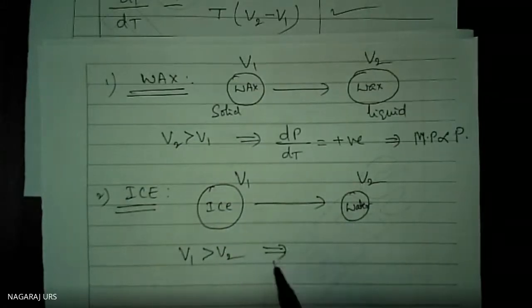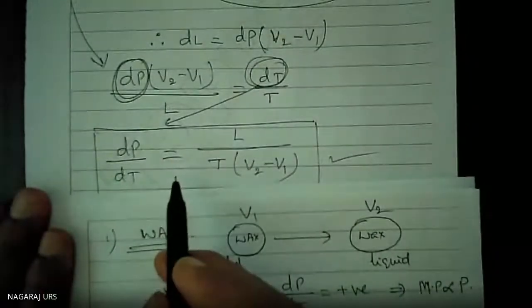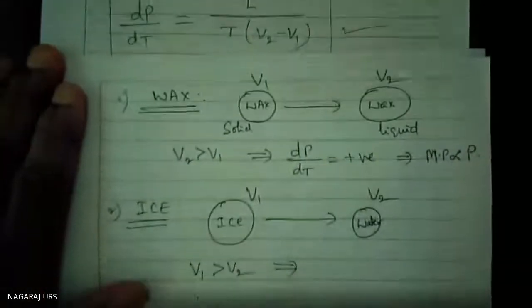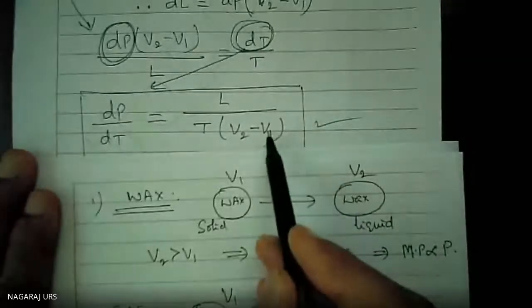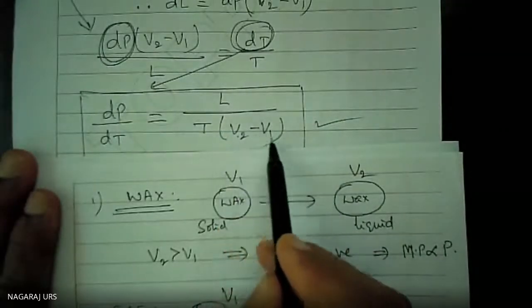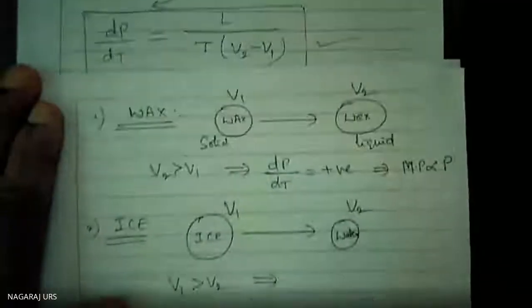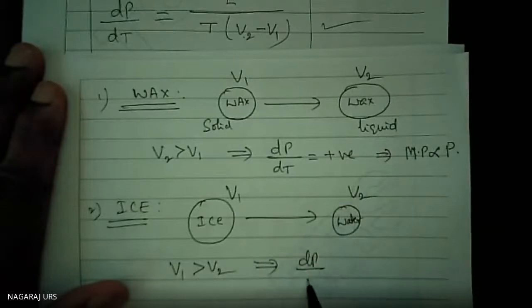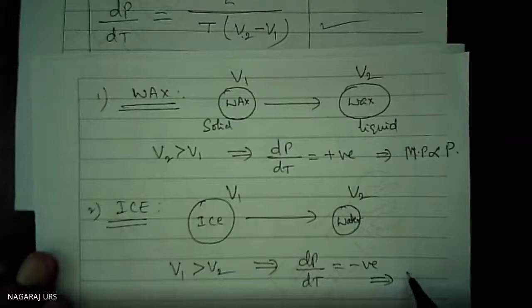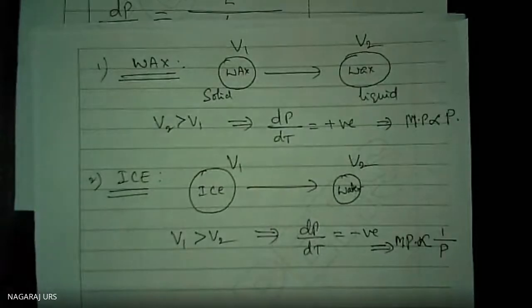Applying this to the formula, here V1 is greater than V2. Therefore this is negative, and if this is negative, dP by dt is negative. As dP by dt is negative, melting point is inversely proportional to pressure. As the pressure increases, melting point decreases. As pressure decreases, melting point increases.